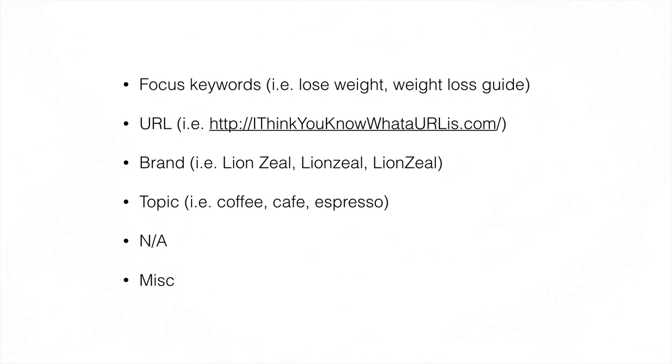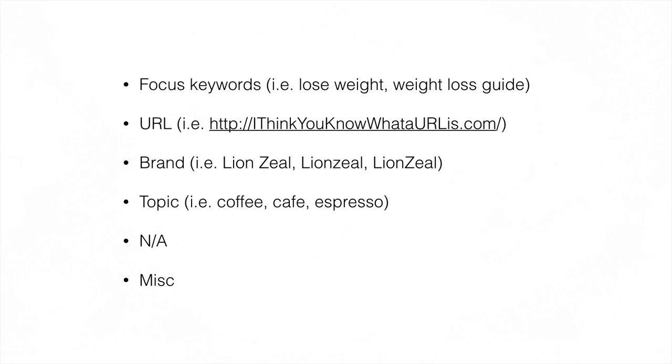Another one is topic, and what that means is you include words in the anchor text that are relevant to the topic of the website. So if you're trying to rank a local coffee shop, you could use words like coffee, cafe, espresso, stuff like that, because it's relevant to the topic, but it's not a focus keyword, because you're not trying to rank for coffee or cafe or espresso. You're just trying to build relevance to that topic, which is ultimately the focus of that.